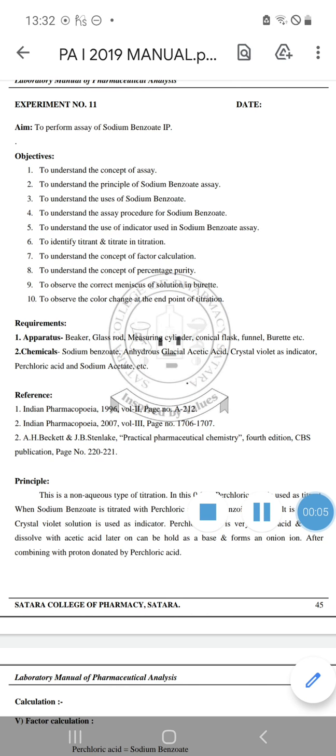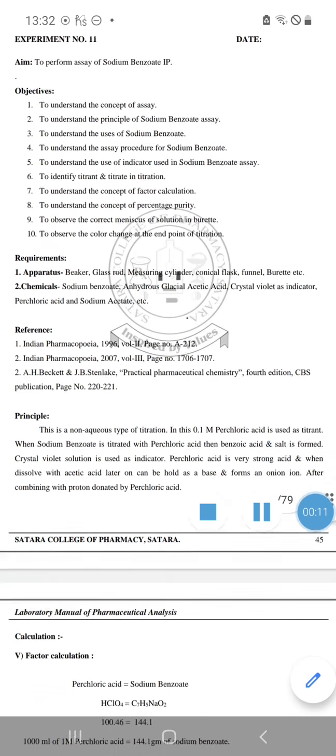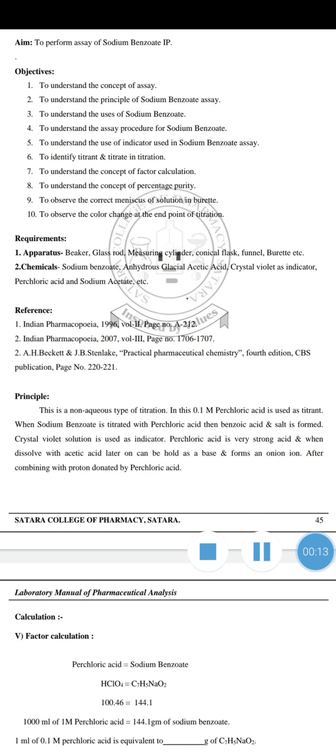Today we will discuss experiment number 11: to perform the assay of sodium benzoate, Indian Pharmacopoeia. The objectives of this experiment are to understand the principle of the sodium benzoate assay, the uses of sodium benzoate, the concept of factor calculation, percentage purity calculation, the assay procedure for sodium benzoate, and to observe the color changes at the end point of the titration.